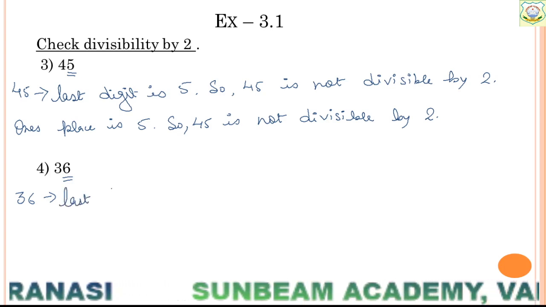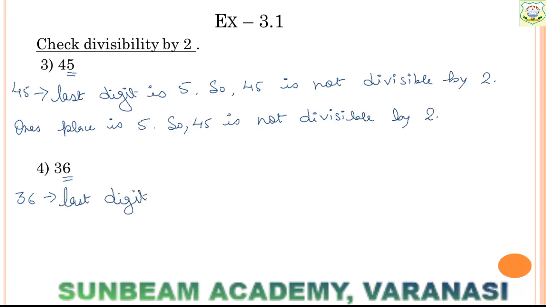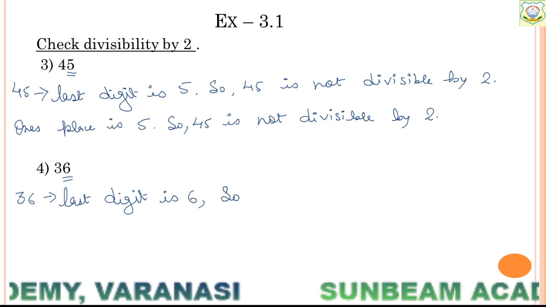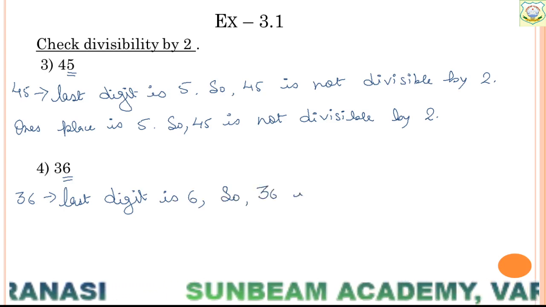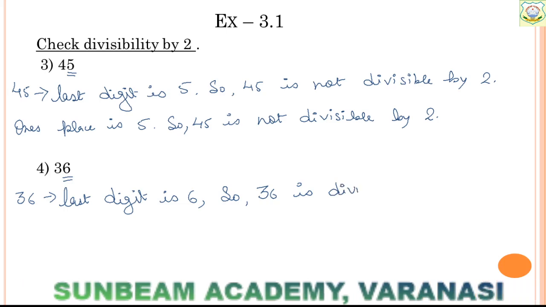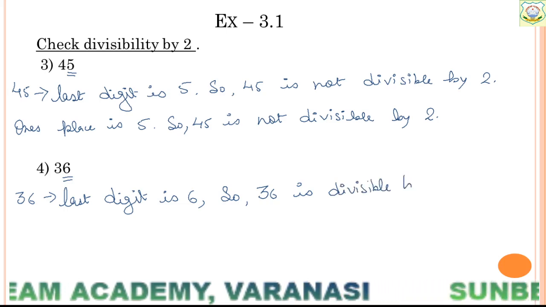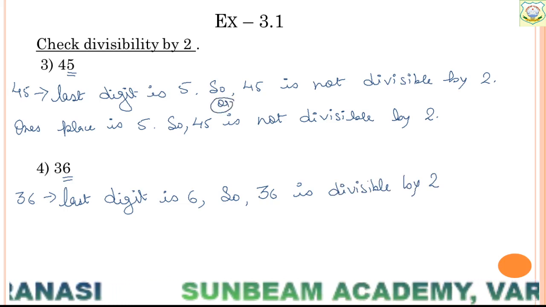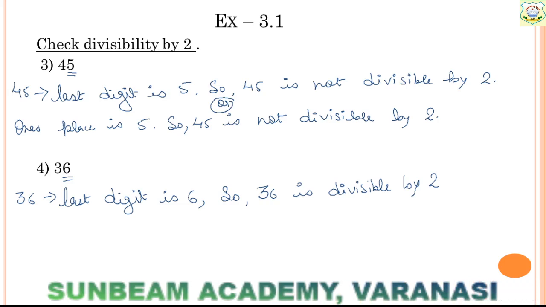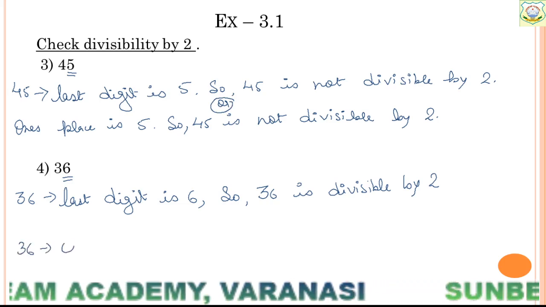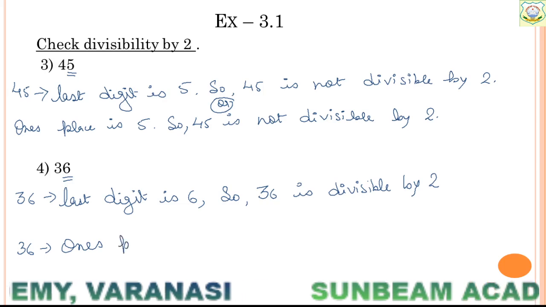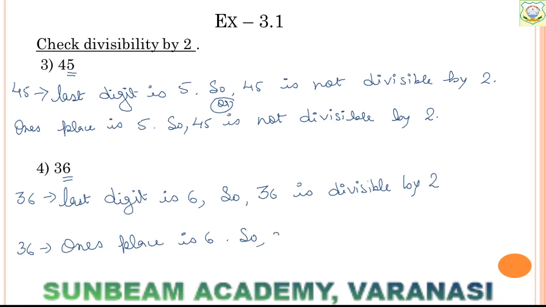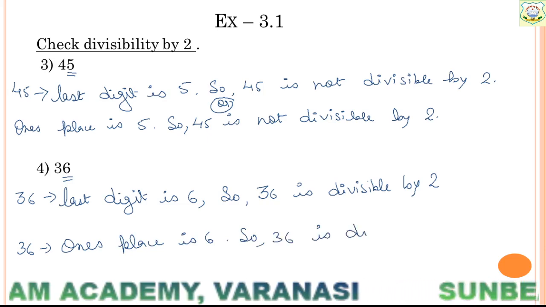Last digit is 6. So 36 is divisible by 2. I am writing in two ways. You can write only one way, okay? One method. No need to copy down both. Okay, students? Ones place is 6. So 36 is divisible by 2.